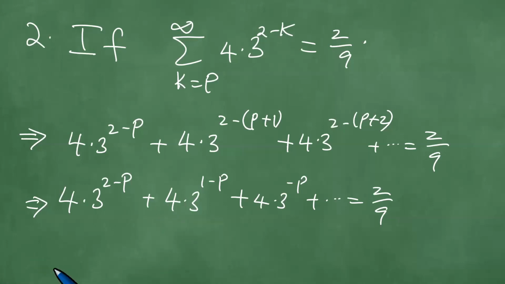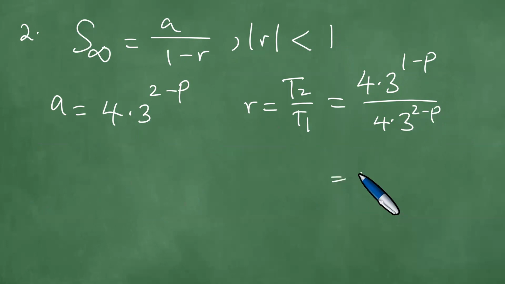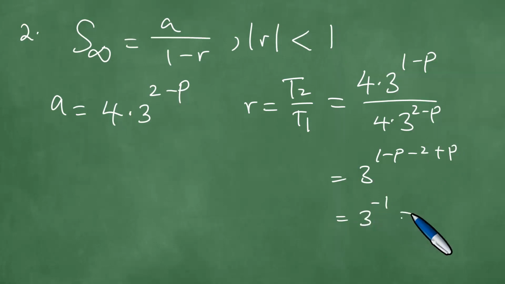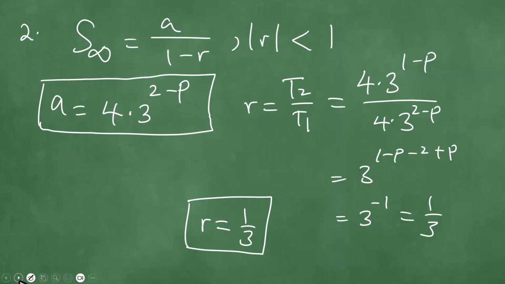It is this one, 4 by 3 to the power 1 minus p, over 4 by 3, the first term, to the power 2 minus p. The 4 cancels. We have 3 to the power this minus this plus this, and therefore it is exactly minus 1, and therefore it is 1 over 3. So the conclusion is that our R, our constant ratio, is 1/3. Our first term is exactly this one here.